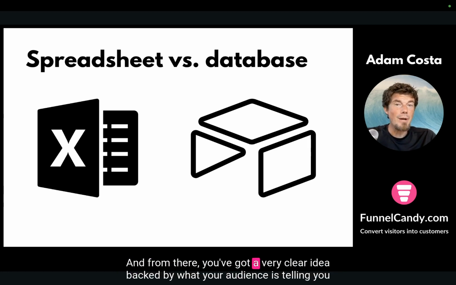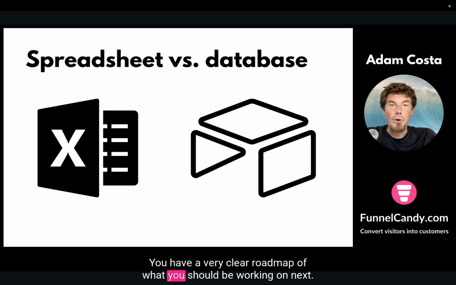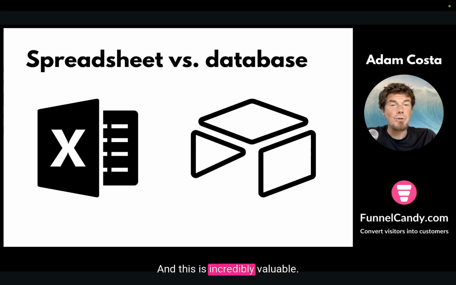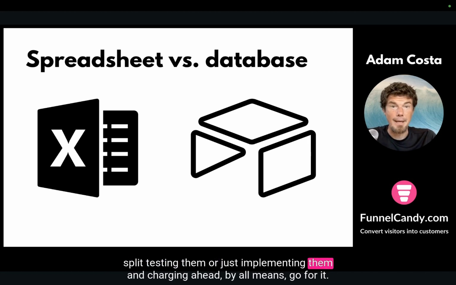And from there, you've got a very clear idea backed by what your audience is telling you, based on what your visitors, your prospects, your customers, what they're all telling you. You have a very clear roadmap of what you should be working on next. And this is incredibly valuable. So at this stage, you're in a great spot. You've got an excellent roadmap of what to do next. And if you want to go ahead and do all of these ideas yourself and start implementing ideas and split testing them or just implementing them and charging ahead, by all means, go for it.